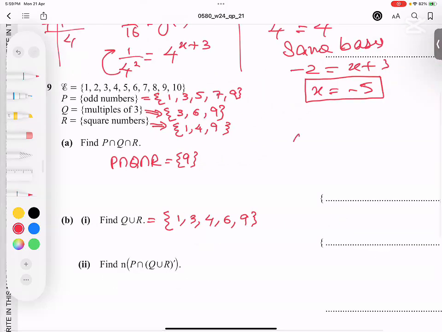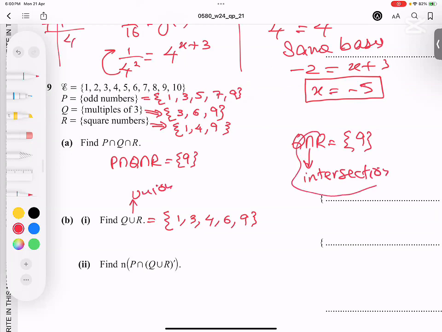Actually, intersection, you must know it, is the common part. The common part between them is only and only 9. So this sign, the one that opens downward, is called intersection. How to read it? Intersection. And the one that opens upward is called union. So union takes common and uncommon, and intersection takes only common. I think you got some extra knowledge.